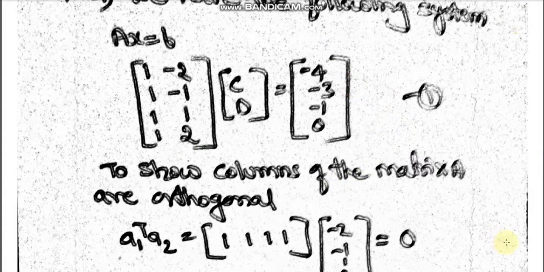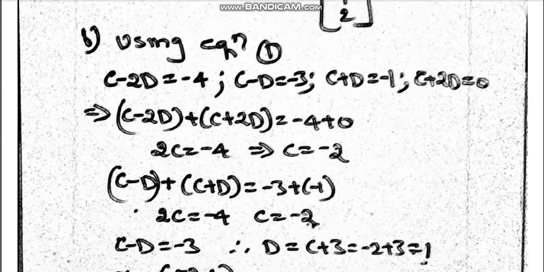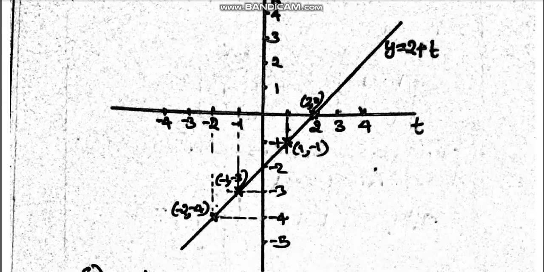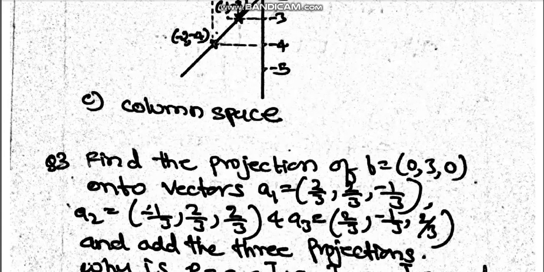This is the column b that we have got from y equals minus 2 plus t. So this is the line approximation that we can solve using the least squares method. This is the least squares method itself, but because you have an optimal solution present here, the error is 0. That means you have an exact solution, so you can go for the direct solution also.